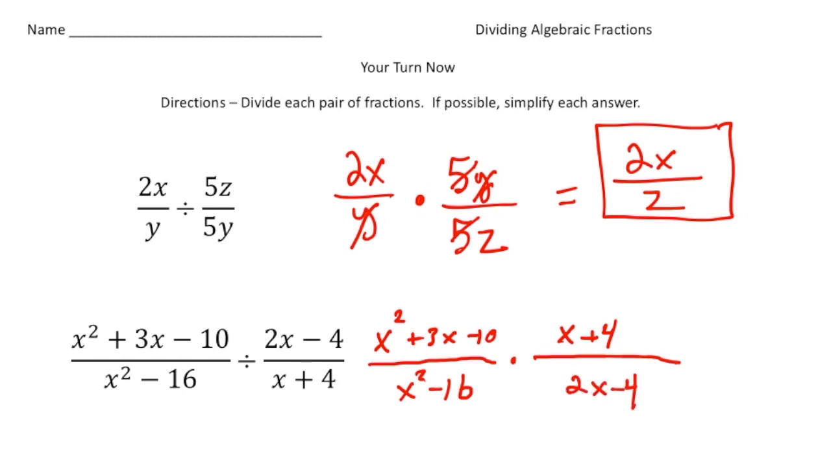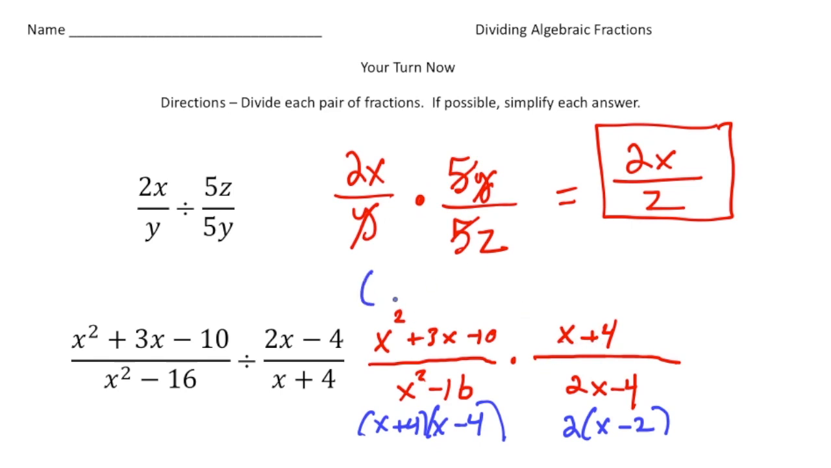Alright, now for the next step I'm going to use a different color. Let's pick blue here. Okay. Now I'm going to factor. So here we have x squared minus 16. I know that's the difference of squares, so that'll be x plus 4 times x minus 4. 2x minus 4 has a GCF of 2, so it'll be 2 times x minus 2. Here, x plus 4, that's prime. I can't reduce that at all, right?